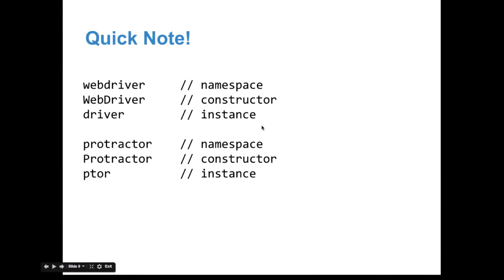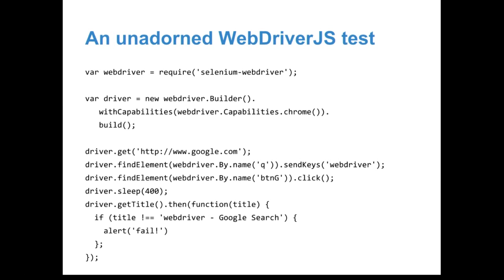All right, quick note before I dive into too much more code. In all of this, WebDriver is going to be the WebDriver namespace, and driver is a particular instance of the WebDriver class. And similarly, Protractor refers to the Protractor namespace, and ptor is going to refer to an instance of the Protractor class. So this is what WebDriver looks like by itself, and since Protractor wraps it, it's good to understand what's going on before you introduce any of Protractor's niceness.